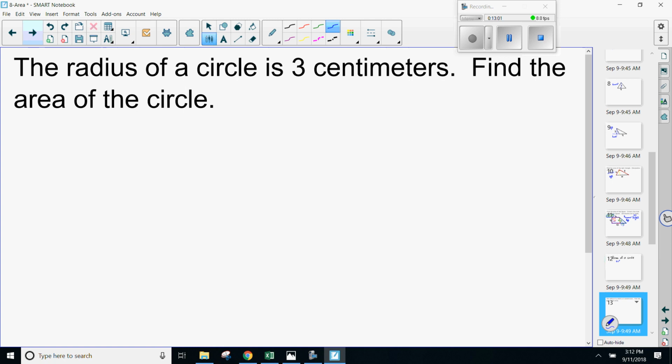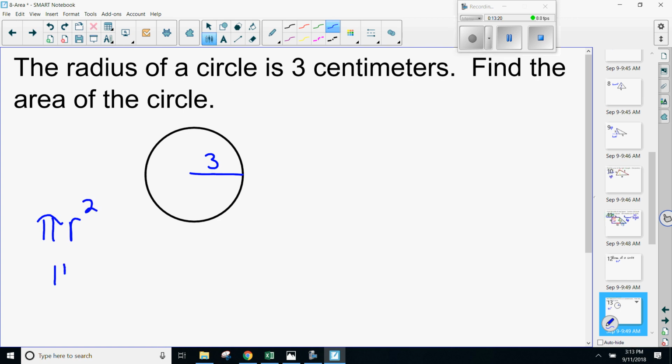So if the radius of a circle is 3 centimeters, find the area of the circle. Draw a picture if you need to. What information did I give you? Radius. The radius is 3. Find the area of the circle. It's pi r squared, which is pi. The radius is 3. 3 squared is 9. You can just leave your answer as 9 pi.